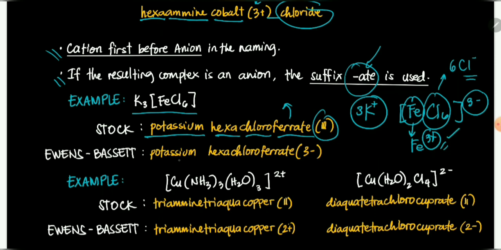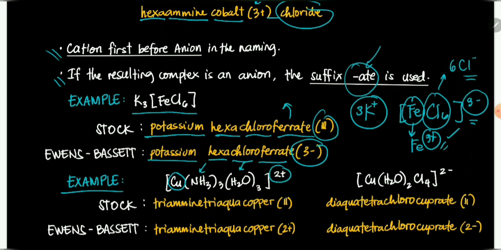Okay? So, ferrate, III because of the 3 plus of your Fe or your iron. Okay? So, kapag Ewens-Bassett naman, potassium hexachloroferrate, pero this time it's 3 minus due to the overall charge of your transition metal complex. So, 3 minus yung overall charge ng ating FeCl6. Okay? So, another example, we have this. Copper, na may tatlong ammonia, may tatlong water, tapos 2 plus.